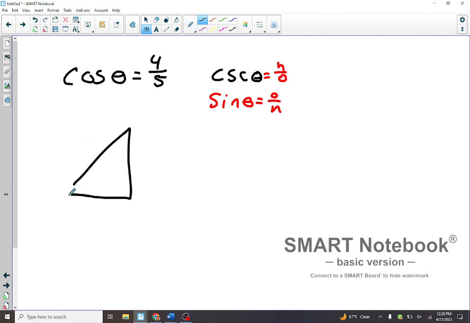Otherwise, you do the same thing as the previous question. Make your triangle. Theta goes wherever. Since it's cosine, it's going to be adjacent 4 over hypotenuse. And this one will be 3. If you don't know, you can always use the Pythagorean theorem. So in this case, because yours is hypotenuse over opposite, it's going to be hypotenuse 5 over the opposite 3.